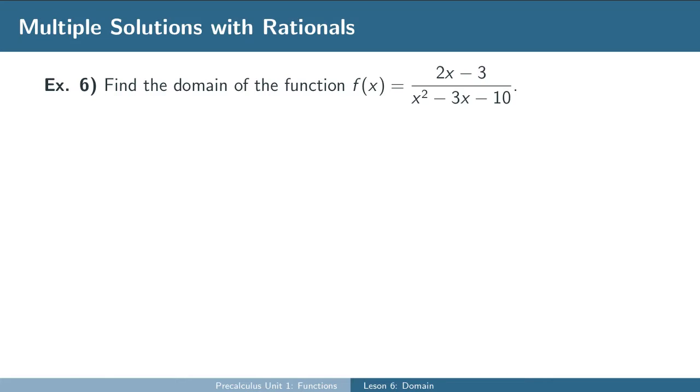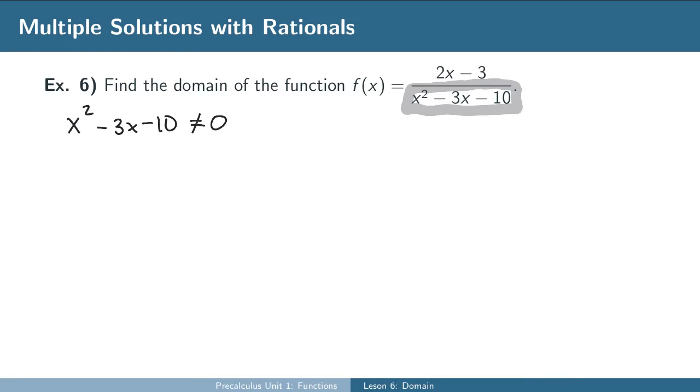And finally, we're going to take a look at multiple solutions with rationals. So I have this function, f of x equals 2x plus 3 over x squared minus 3x minus 10. Now again, the numerator's parent function is actually just a line, which has no domain restrictions. So I only need to worry about the denominator. I'm going to take that denominator, x squared minus 3x minus 10, and make it not equal to 0.